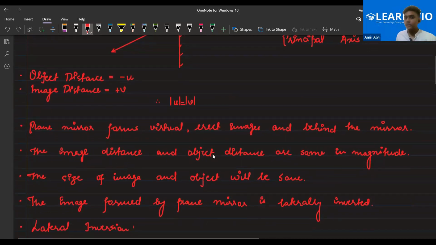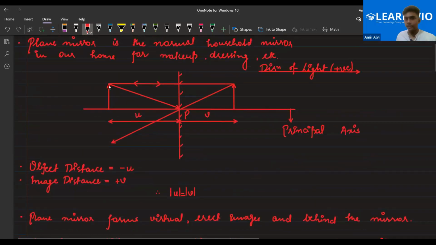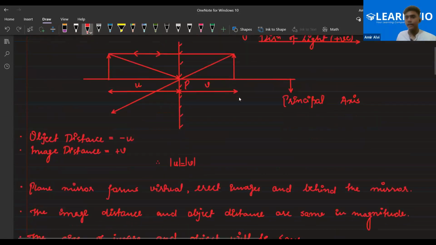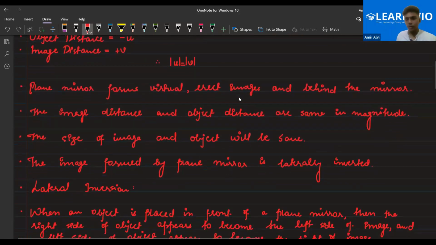The image distance and object distance are the same in magnitude. It means the number used for the image and object distance would be the same. This is the property of the plane mirror. The size of image and object would be the same. You can see this is also the same; the heights of the images are the same. The size, right, everyone? Faizan, Aayan, Arish, Zainab, Junaid. Yes, sir. Sure, that's great.